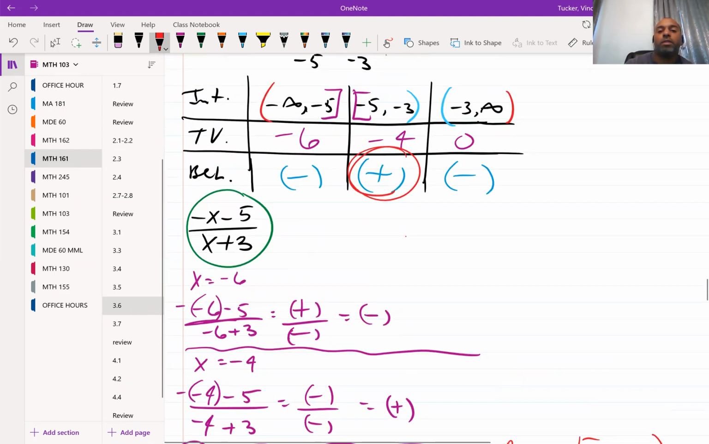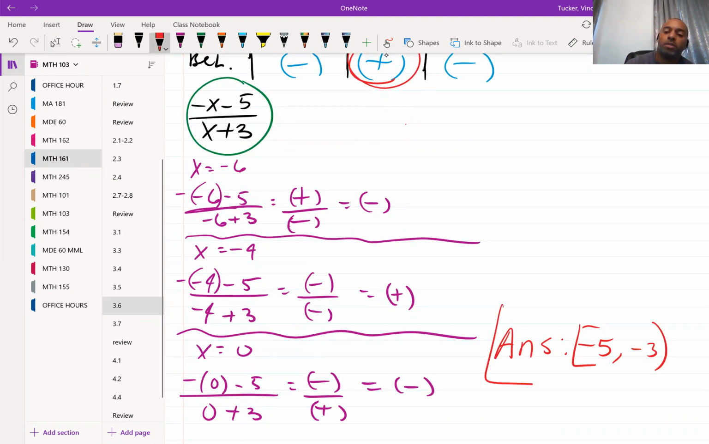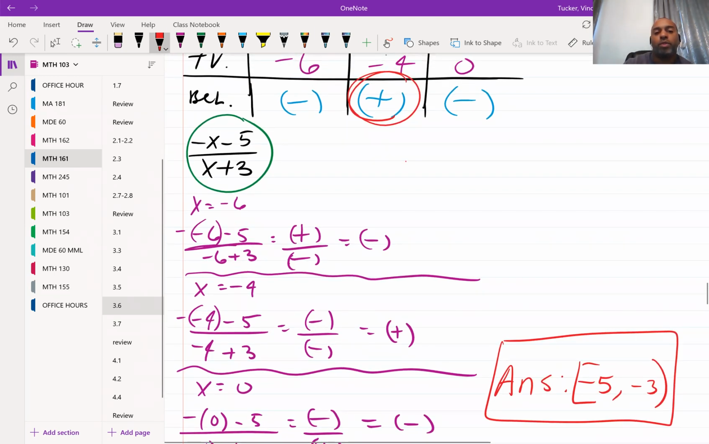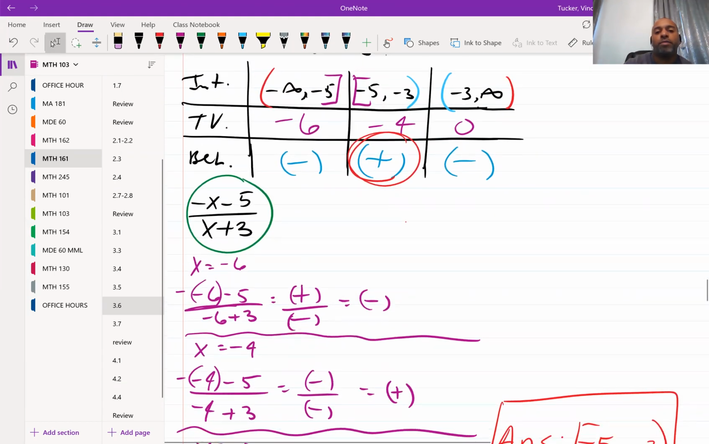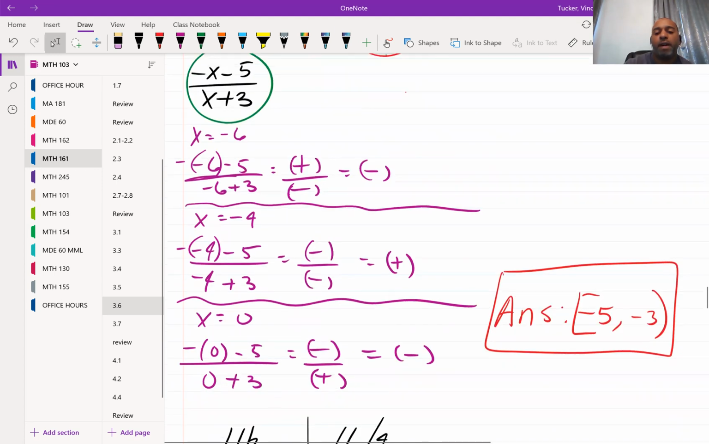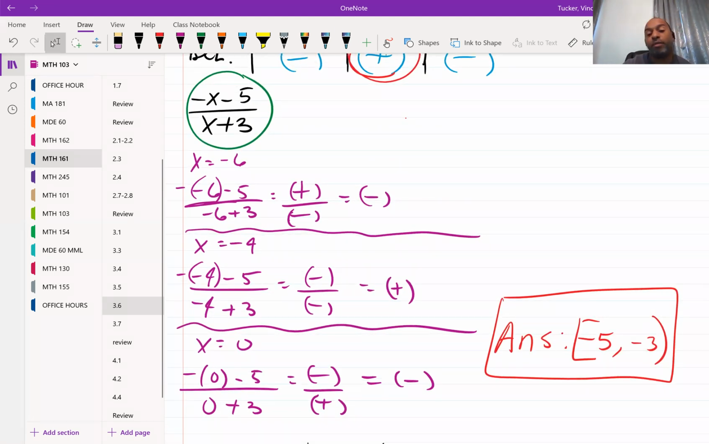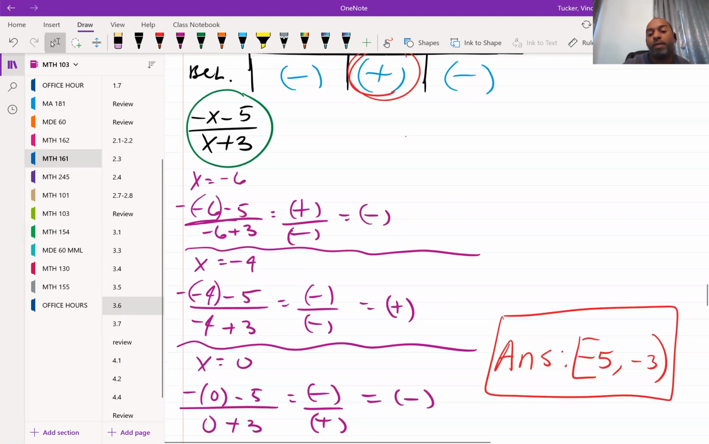Okay, that's good. We want to know when it's going to be greater than or equal to 0. So we choose the positive one, which was the one in the middle, -5 to -3, excuse me. Bracket on the -5, parentheses on the -3, and that would be your answer.